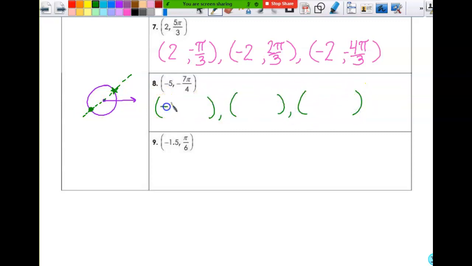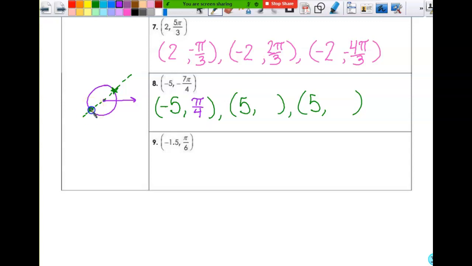So this is a negative radius. I need another negative radius, and then I'm going to have 2 positive ones. So to land here, I went negative 7 pi fourths. I could also land here, and it would be a positive what? Pi fourths. And then I need a negative radius to end up over here, so that goes with my negative radius. That's my pi fourths. Okay. So I've taken care of both negative radii.